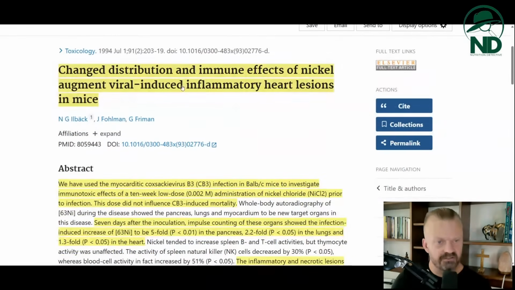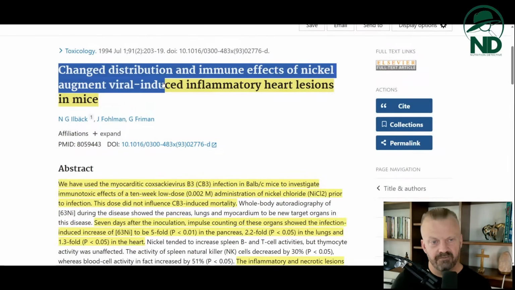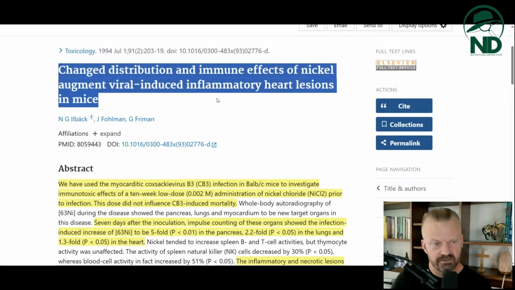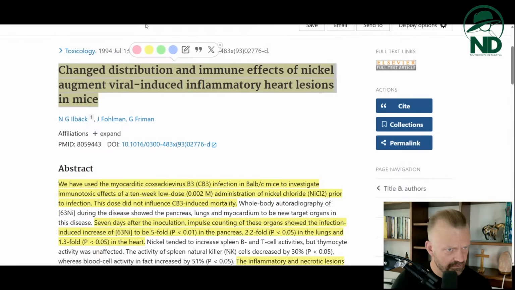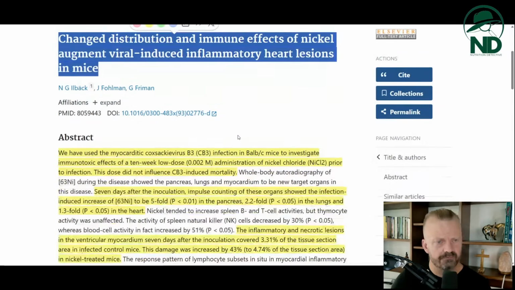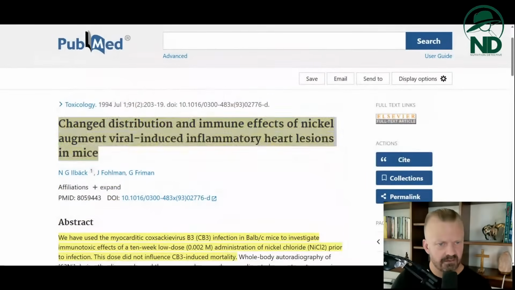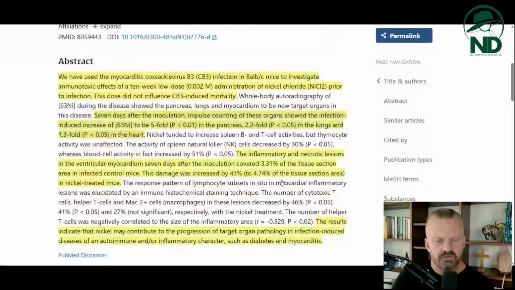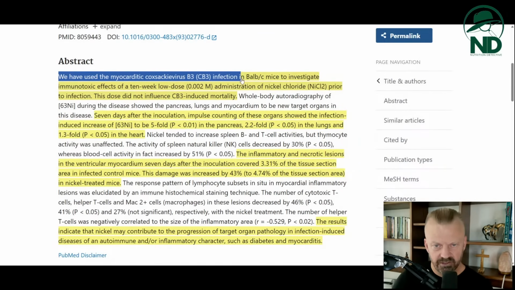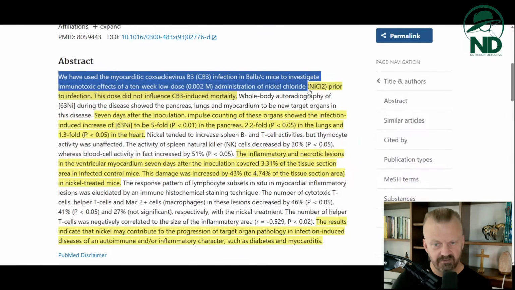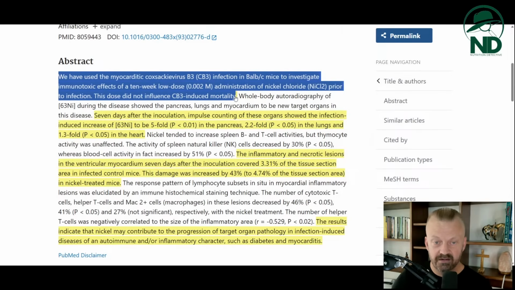Same authors. Changed distribution and immune effects of nickel augment viral-induced inflammatory heart lesions in mice. This was 92 and 94. Did I highlight that one? I think I did. So they used a toxic soup injected into mice to investigate the immunotoxic effects of a 10-week low-dose administration of nickel chloride. 10 weeks low dose prior to infection. The dose did not influence the rate of death, the risk of death.